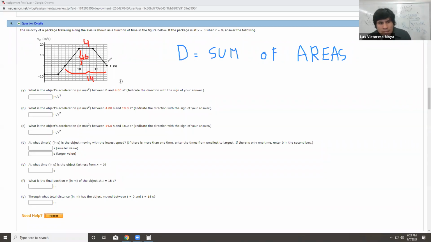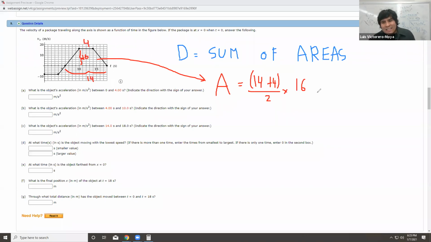So the area of a trapezoid is the sum of the bases divided by 2 times the height. So the area here will be the sum of the bases, 14 plus 4, divided by 2 times the height, which is 16. 18 divided by 2 is 9. 9 times 16 is 144. 144 meters. That is the area here.